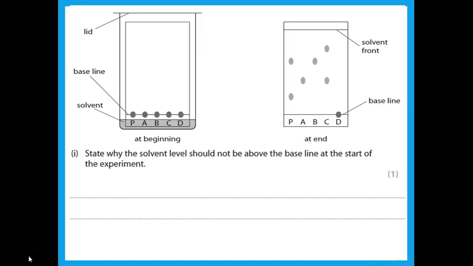State why the solvent level should not be above the baseline at the end of the experiment. Okay, so the solvent at the start of the experiment should be below the baseline. We said that is to prevent the spots from dissolving in the solvent.